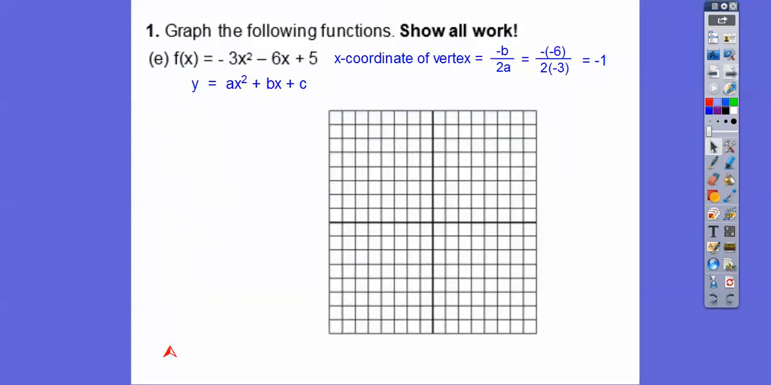Okay, opposite b over 2a. So I get -1. Plug in -1 to get y, and I get y equals 8. Okay, and I did this.